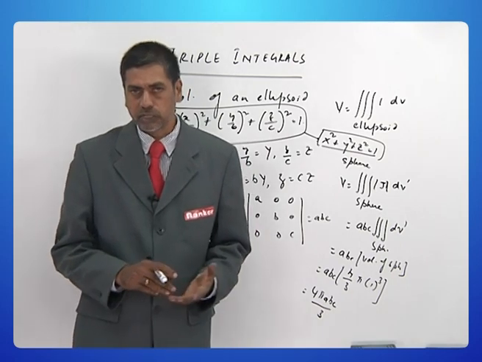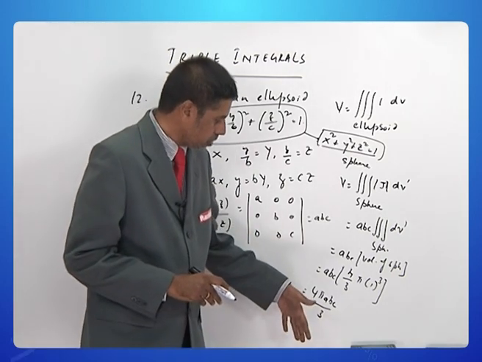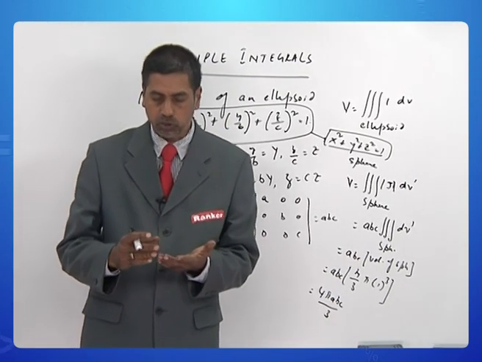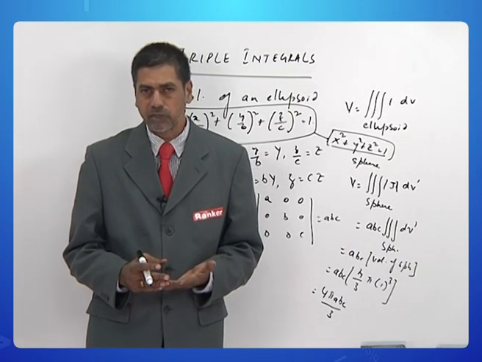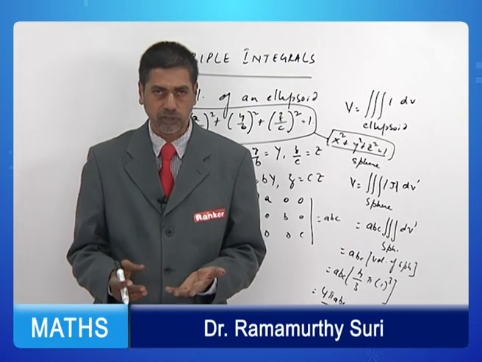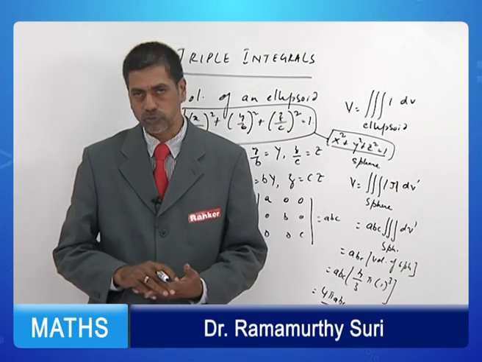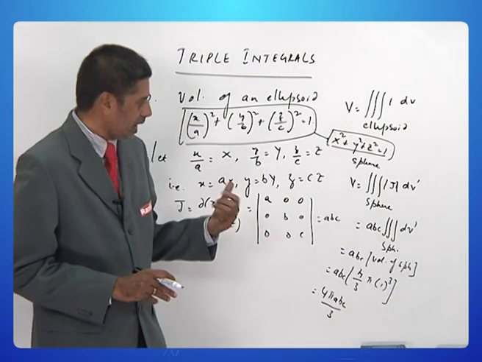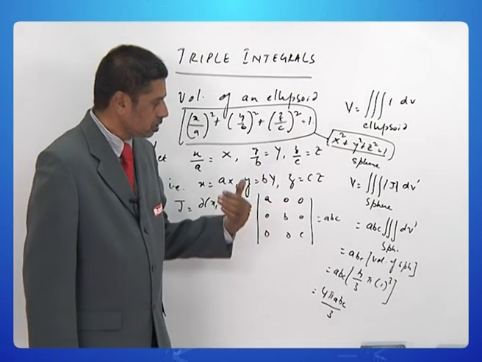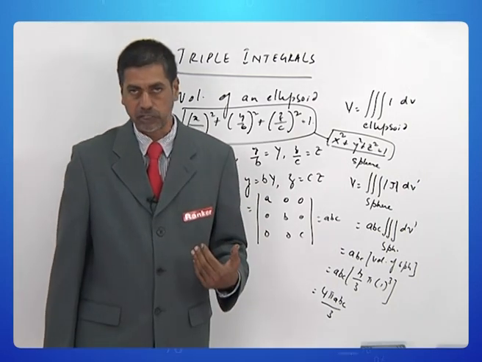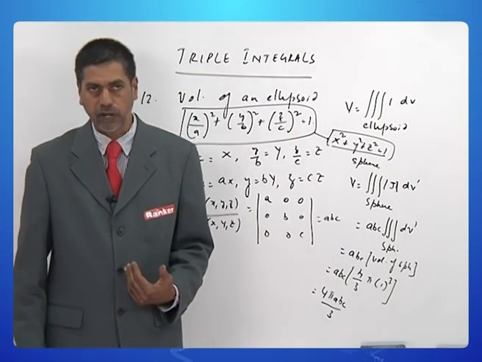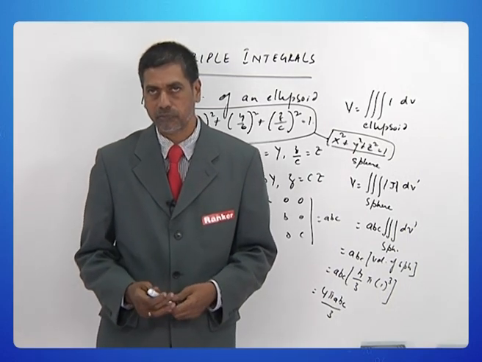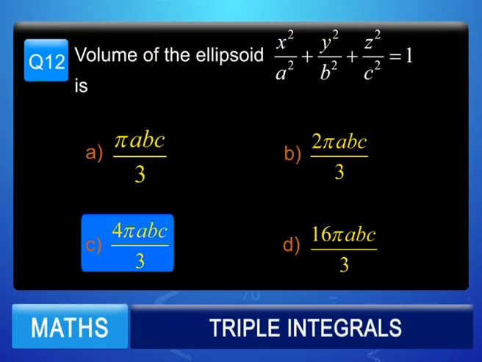Please observe that 4/3 pi a cube would have become the volume of a sphere. So it looks very consistent because when you make a equal to b equal to c, then that would become the volume of a sphere. So a sphere is a special case of an ellipsoid. Please observe the effectiveness of using the Jacobian as a very important tool in finding fast triple integrals or fast double integrals. So with this we come to the end of the series of lectures on double and triple integrals. Thank you. The correct option for this problem is C.